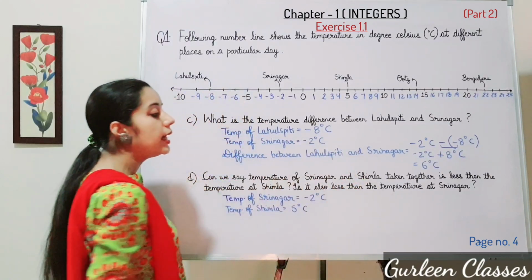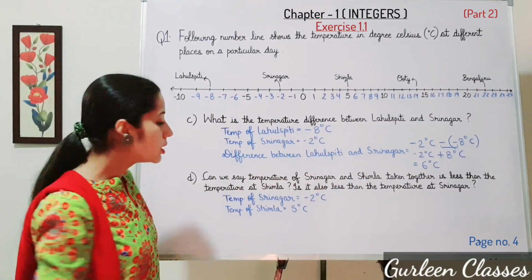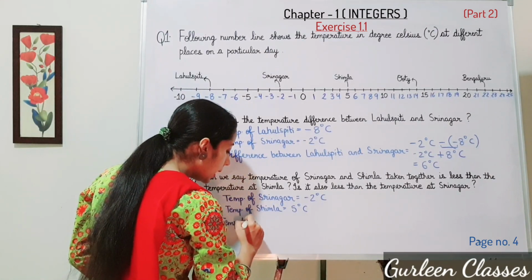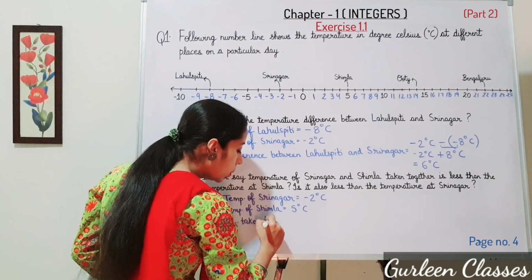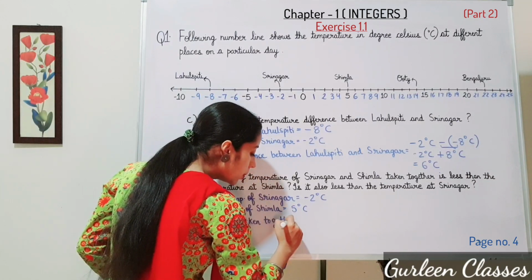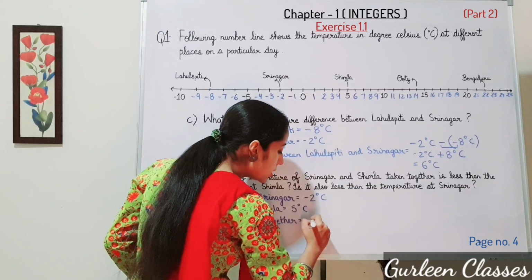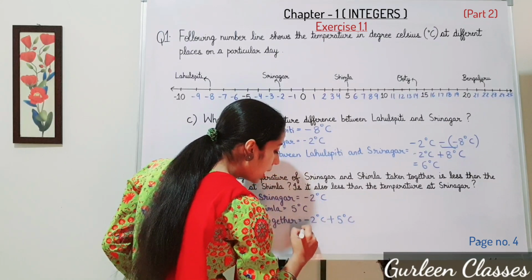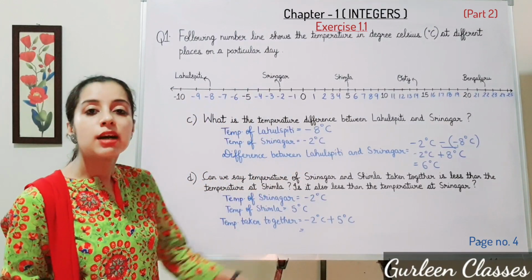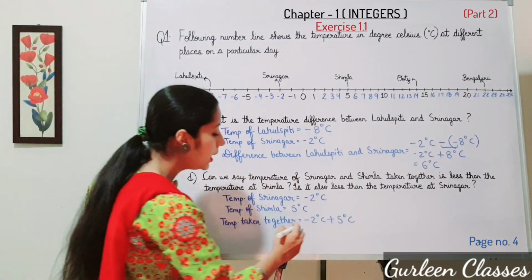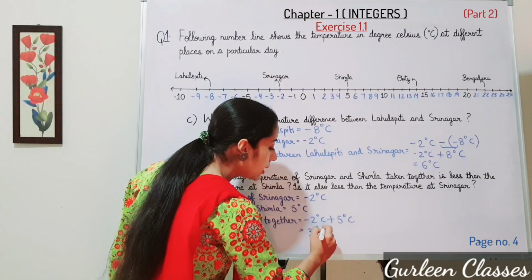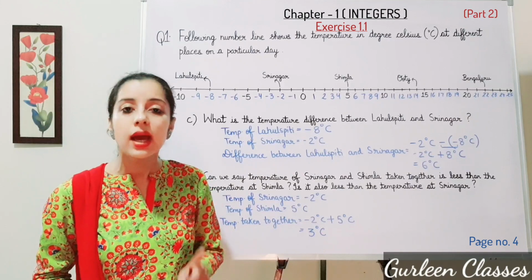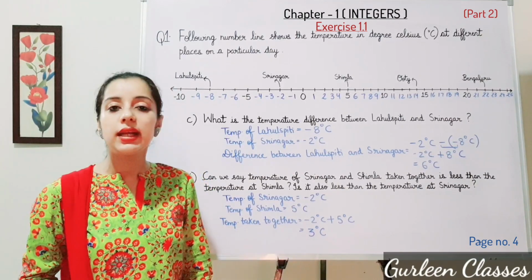So now they are saying taken together. We will add. So right here, temperature taken together. So together we will add -2 degrees Celsius plus 5 degrees Celsius. Minus plus, 5 minus 2, 3. Right here, 3 degree Celsius. So here greater number is 5. It has plus sign. Answer will be plus 3 degrees Celsius.